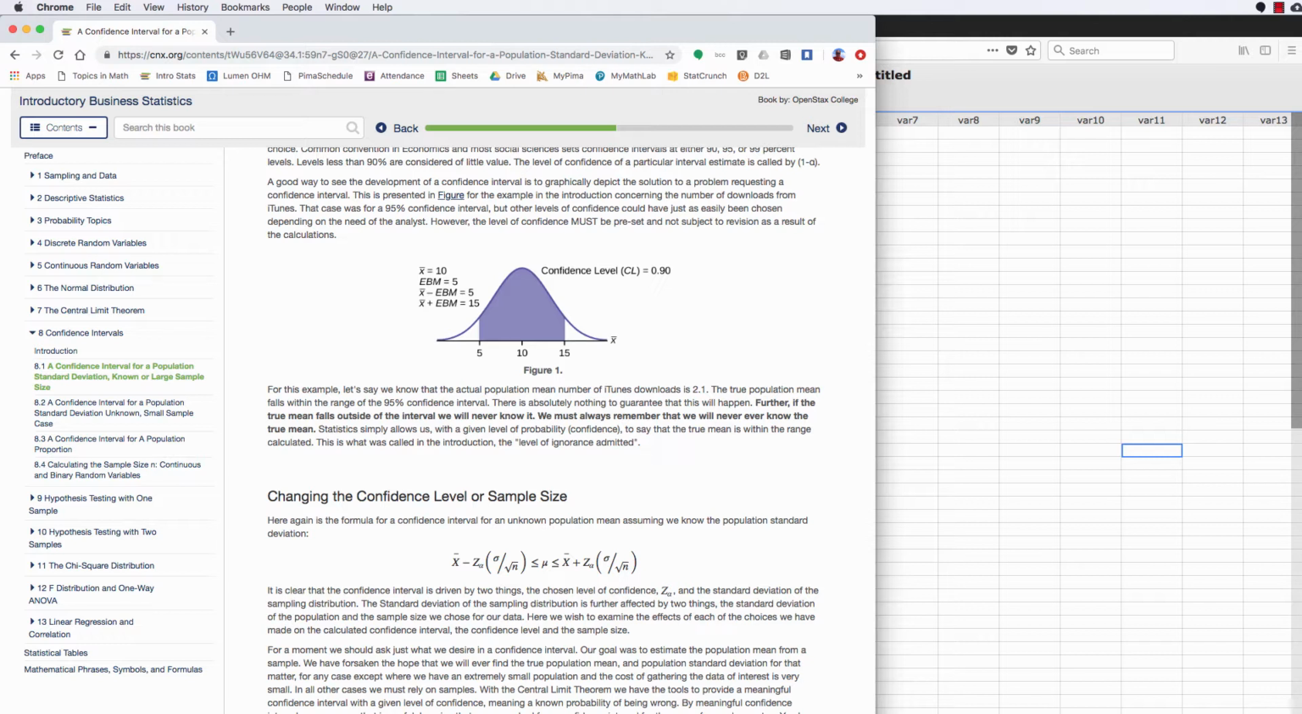And so when we create this confidence level, this book calls it an EBM. I'll discuss it in a minute. We find this EBM and we get an answer of 5. So we would add 5 to the mean and subtract 5 from the mean. Therefore, giving us this interval where the population mean might exist.